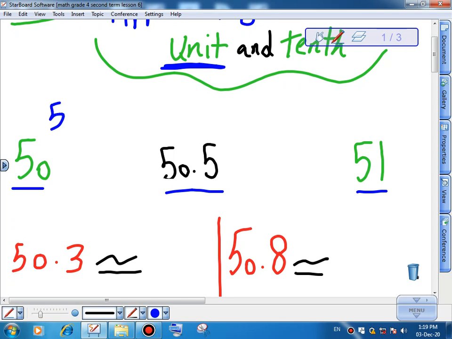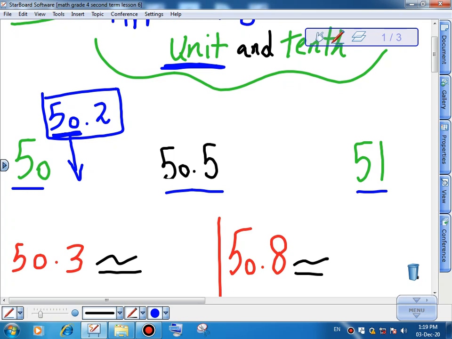If I take the number 50.2, 50.2 is nearer to 50 than 51. So if I have 50.2 and I need to approximate this number to the nearest unit, what's the meaning of the nearest unit? I need the whole part, only the whole part. I don't need the decimal part.